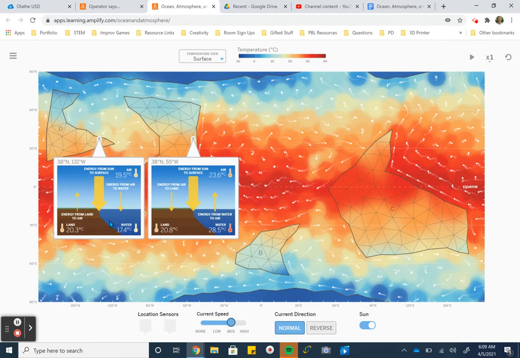At this location, the water is pretty cold because it's coming from that northern latitude, 17.4 degrees. Since the air is warmer than the water, it transfers energy to the water. And the water can get a little warmer while the air will continue to get a little colder. Energy from the land is going to the air because the land is warmer than the air.